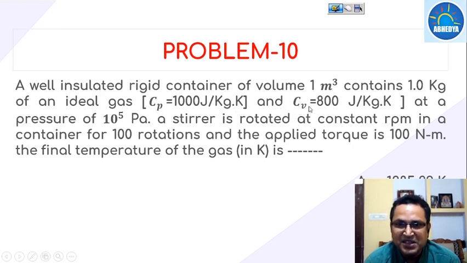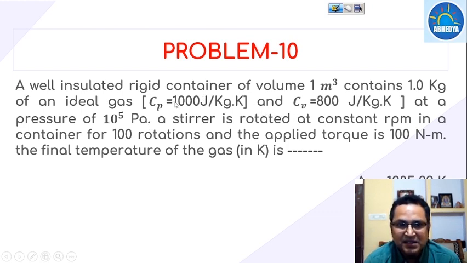Always remember the Cp for air is 1.005 kilojoule per kilogram Kelvin. Sometimes this value of Cp is not given in the question, so you must remember the Cp for air as 1.005 kilojoule per kilogram Kelvin.